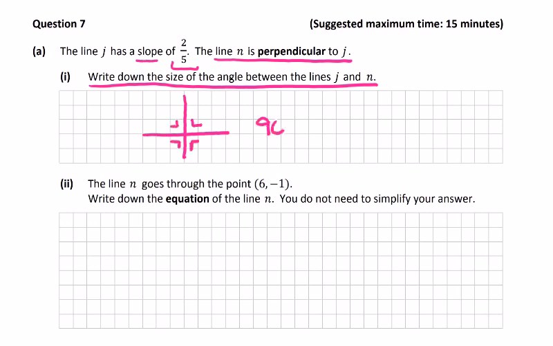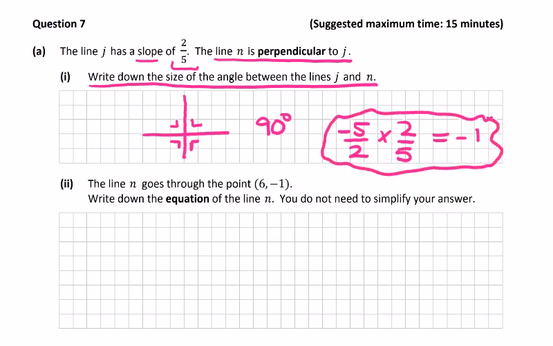So you might have got confused by the slope here and wrote minus 5 over 2, the perpendicular slope. The perpendicular slope multiplied by the slope itself will always give a product of minus 1. That's always the case with perpendicular slopes, doesn't matter what they are, so that's why you can turn one upside down, change the sign. The line N goes through the point 6, 1.